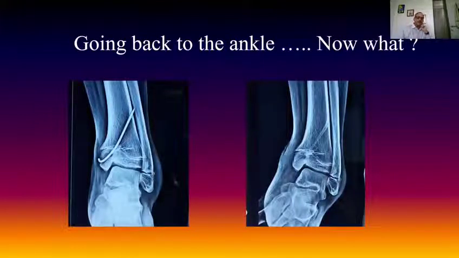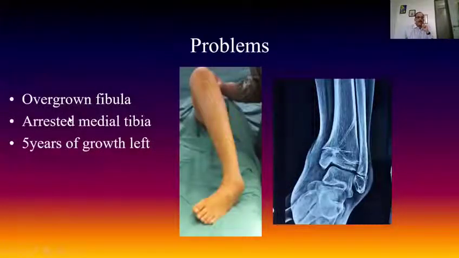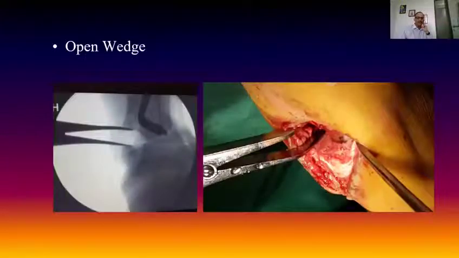Let's go back to the ankle which I showed you earlier, that K-wire. Look at this K-wire which has been left inside for 6 months, which has caused a focal physeal arrest. So you get an MRI, find out that there is a physeal bar here and there is an overgrown fibula. About 5 years of growth is remaining. So what did we do? We did a metaphyseal osteotomy. We went and excised the physeal bar.